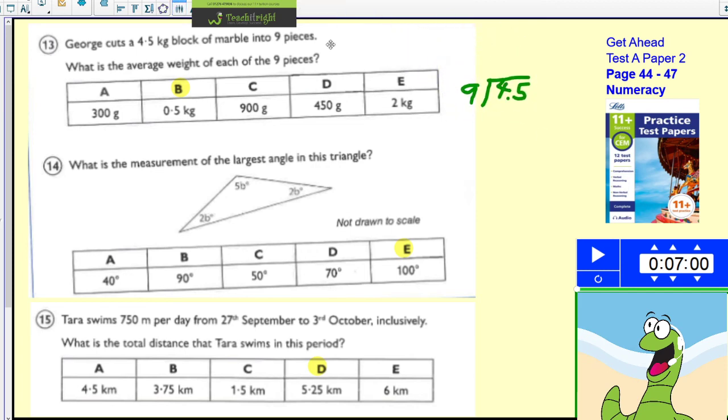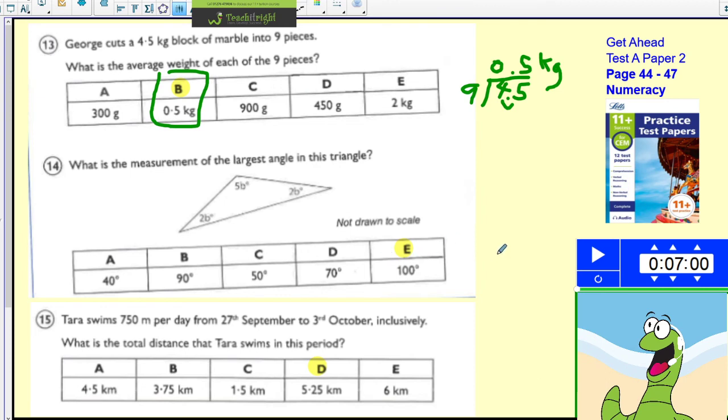So 9 into 4 goes 0 times. 9 into 45 goes in 5 times, keeping the decimal there. So it's 0.5 kilograms. That seems deceptively easy. So 0.5 kilograms. So that's your answer.